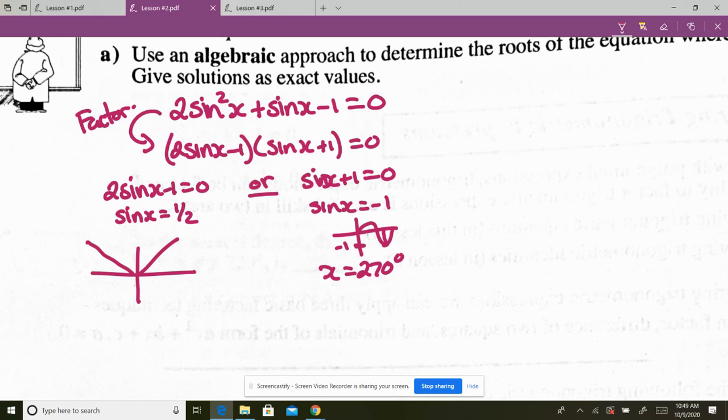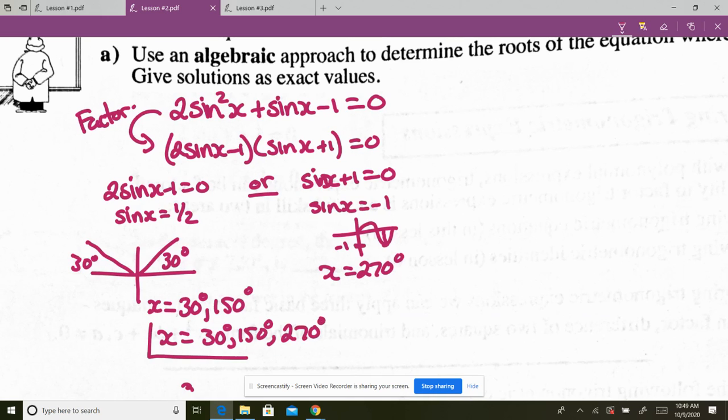It is. How do you know that? Oh, yeah. All right. It's 30 degrees. So what does x equal? And 150, right? So my answer is 30, 150, and 270. So we get 3 answers.